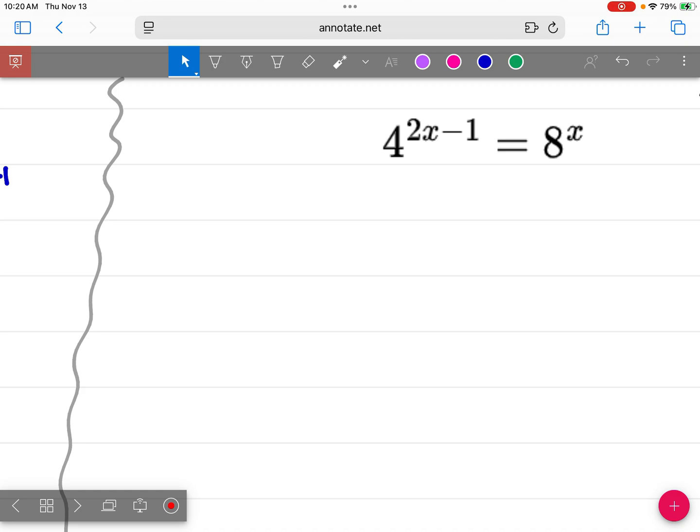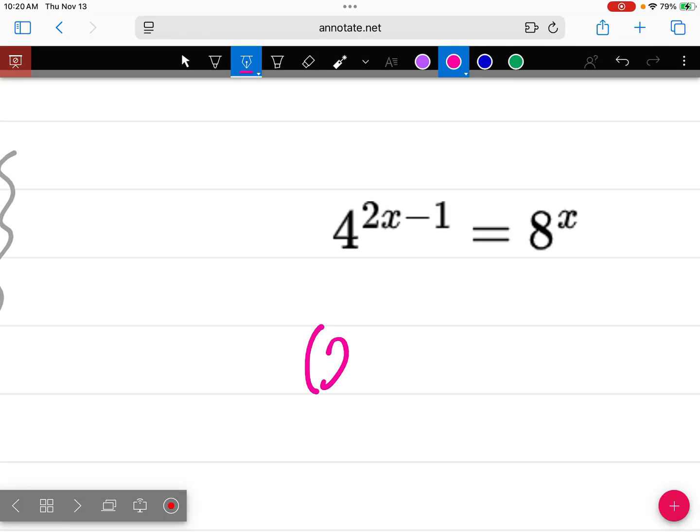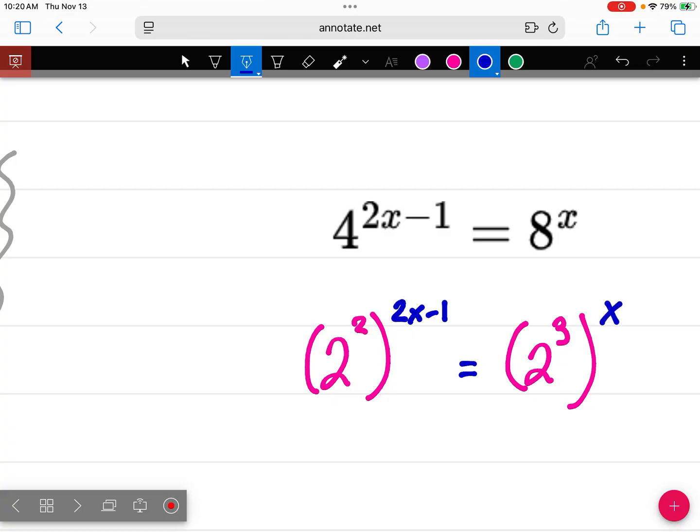We're going to get to do the very similar thing on this next one. 4 to the 2x minus 1 and 8 to the x. What base are we going to wind up using on these? 2. Because I can rewrite 4 as 2 squared to the 2x minus 1. And I can rewrite 8 as 2 cubed to the x.